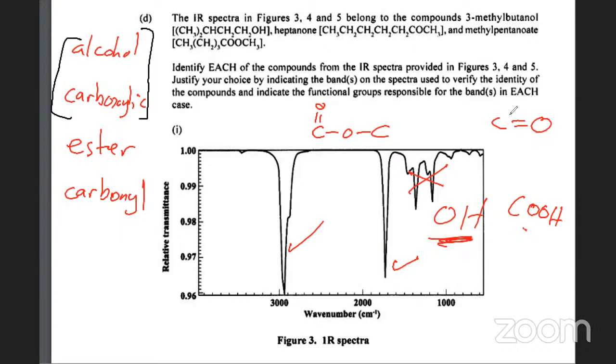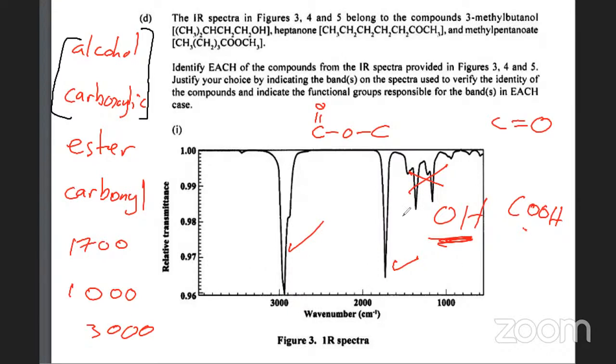Three key regions that you look for: somewhere about 1700, something close to 1000, and then the alcohol group somewhere close to the 3000 mark. So you look to the left, start off in the middle and to the end.